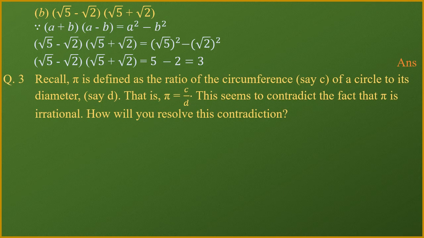Now question number 3 we are going to start. Question number 3, actually answer can be finished in 1 or 2 lines, but it is a part of discussion what exactly we have given in the question. So see, in the question number 3 we have given that, recall pi is defined as the ratio of the circumference, say c, means we are denoting the circumference by a symbol c over here, of circle to its diameter. Okay, diameter they are saying d.